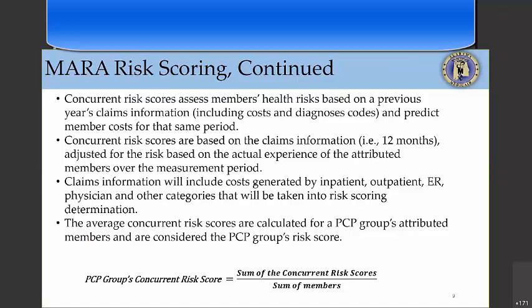Finally, the average concurrent risk scores are calculated as follows. For any given PCP group, we take the sum of the concurrent risk scores and divide it by the sum of the total number of members attributed to that PCP group.